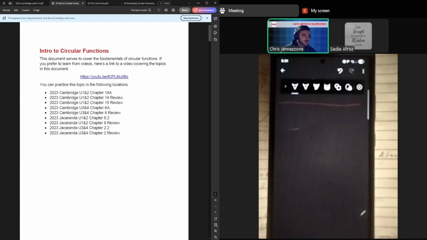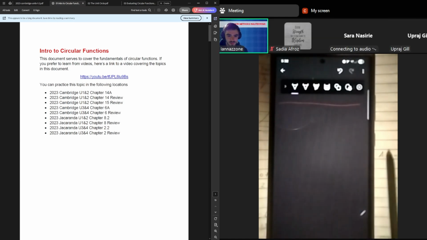So the agenda for this class is to go back to some of the review of circular functions, starting with the fundamentals. What is it about circular functions in the unit circle? How do we solve circular functions? That sort of thing. So let's take a look.